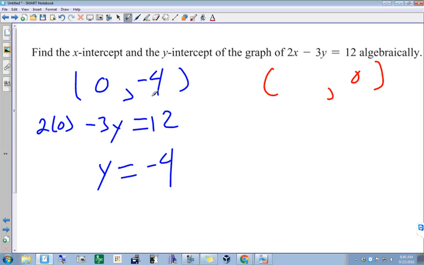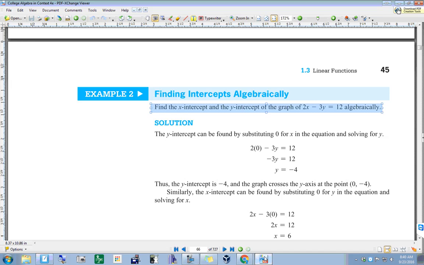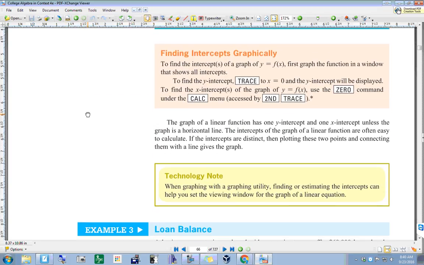Okay. Same thing over here. I put 0 in for y. I really only have to concern myself with 2x is equal to 12. So what's x equal to? 6. No big deal. Plug it in, solve. Easy enough. Again, it's nothing that you haven't done in your younger days.